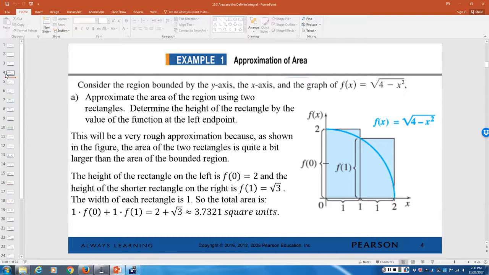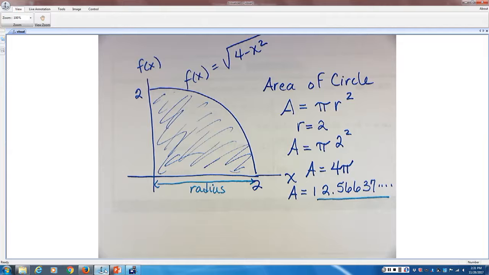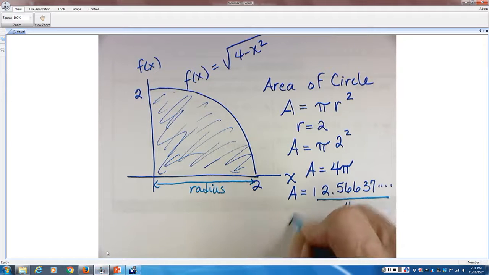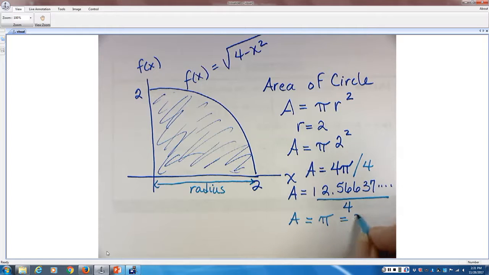Now we can approximate that area by trying to use rectangles instead of circles, because the formula for finding the area of rectangles is far simpler than the formula for finding the area of circles. And actually I forgot to do something here. Since it's a quarter of a circle, it needs to be divided by 4. So actually, if I divide that by 4, the area is just pi, which is 3.1415, blah, blah, blah. Okay?